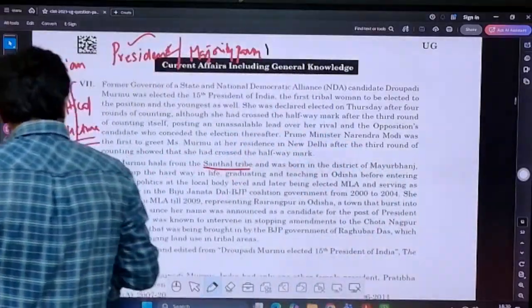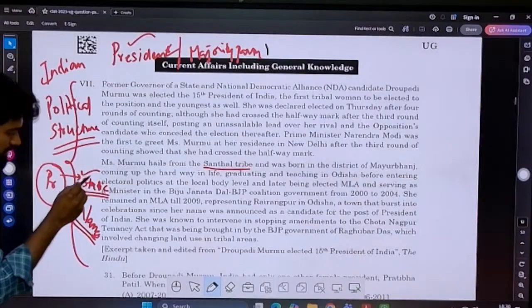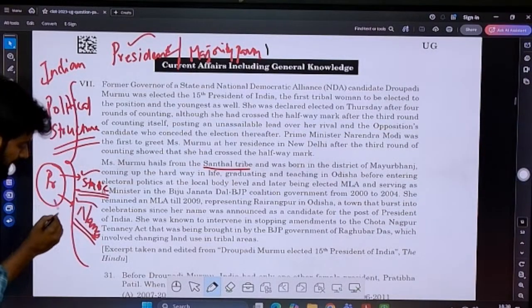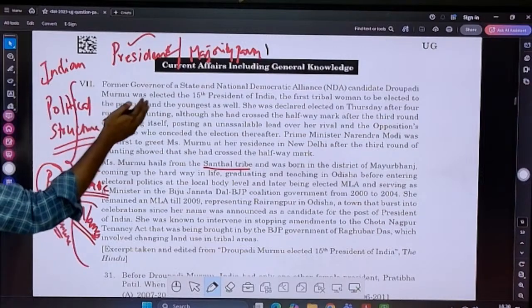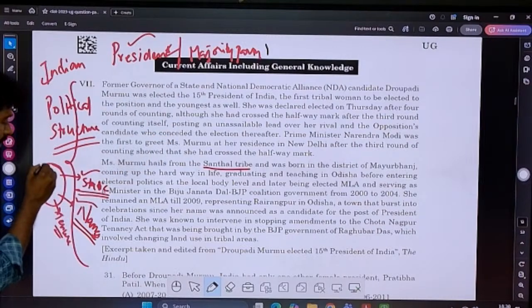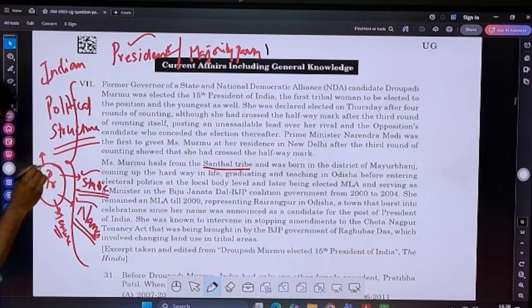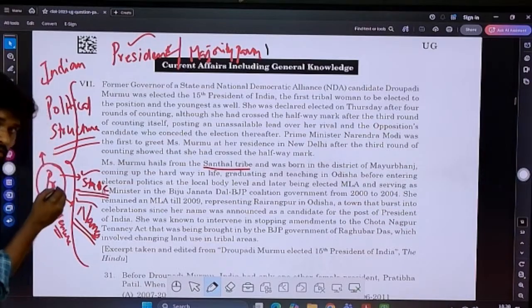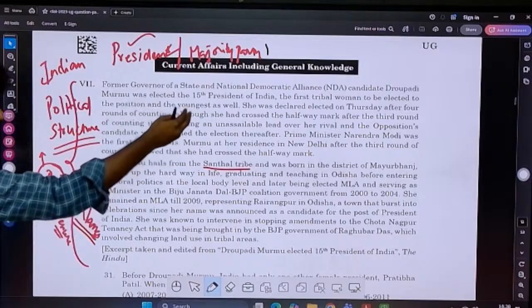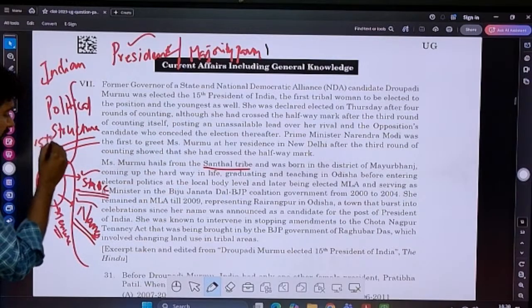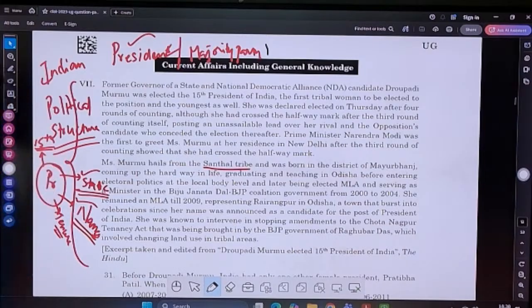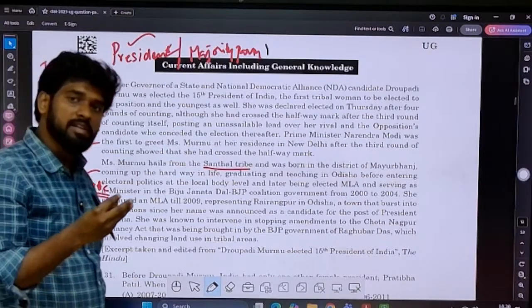Now we'll talk about the static portion. The second one is the names of the presidents, and we'll talk about the tenure of the presidents. Since we're talking about Draupadi Murmu right now, where does she hail from? She is from Odisha. She belongs to the Santal tribe. She is the 15th president of India. So these are some areas we need to cover in general.